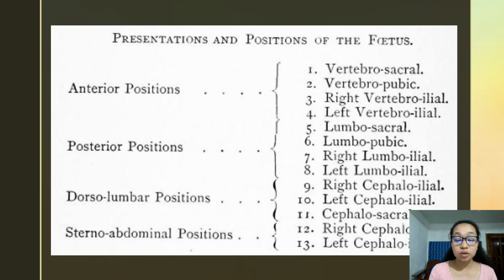So these are just the presentations and positions, a summary of what was discussed. The anterior positions under this are the vertebrosacral, vertebropubic, right vertebroiliac, and the left vertebroiliac. Under posterior presentation, there is the lumbopubic, right lumboiliac and left lumboiliac. In the dorsolumbar presentation, the right cephaloiliac, left cephaloiliac, and the cephalosacral. And in sternoabdominal positions, the right cephaloiliac and the left cephaloiliac positions.